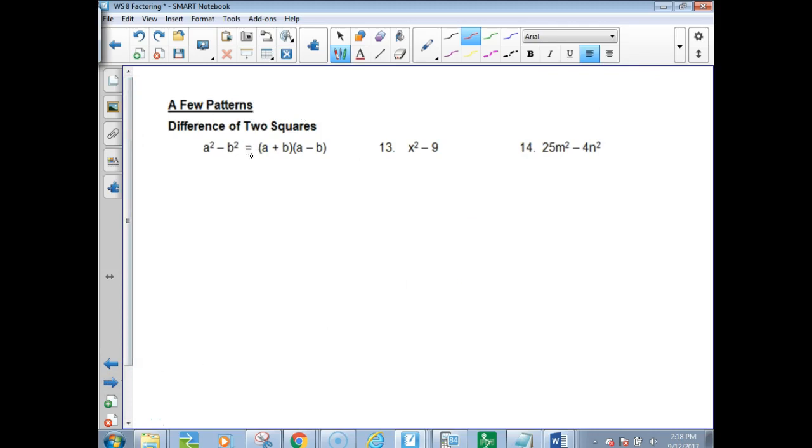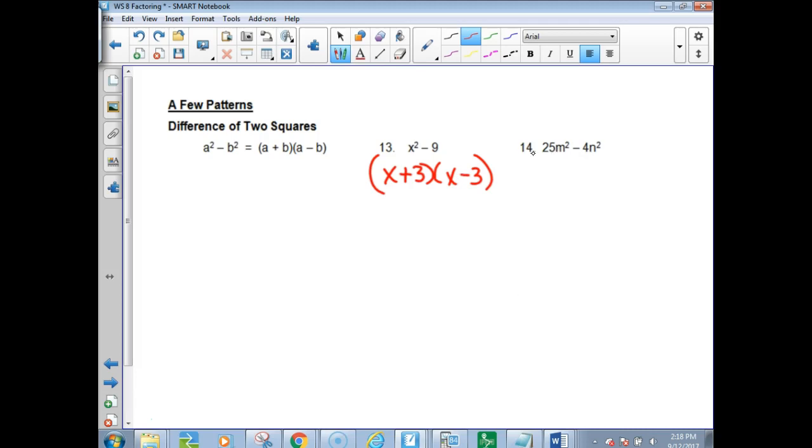A squared minus B squared, and I just said x, using other letters, can be factored as a difference of perfect squares. A plus B times A minus B. So if you're doing x squared minus 9, that can be factored as x minus 3 times x plus 3. It doesn't matter which is first, as long as you have one that's got a plus, one's got a minus. Order for these doesn't matter.